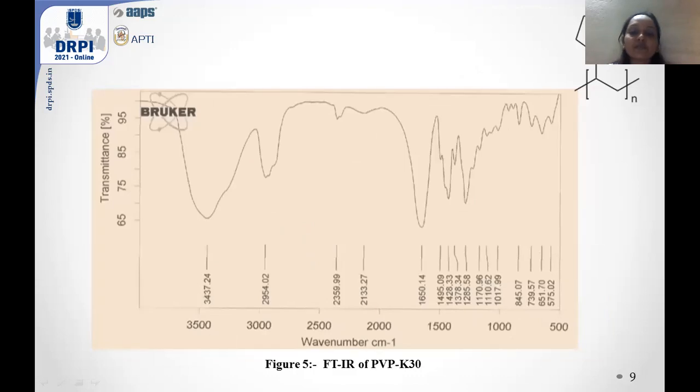After that, we have also performed the FTIR spectroscopy of PVPK30, and here I have also attached the structure which contains the C=O group. And at 1650 in the graph, you can easily see that the sharp peak is because of this C=O group, and other peaks remain the same for C-S stretching and the N-H.